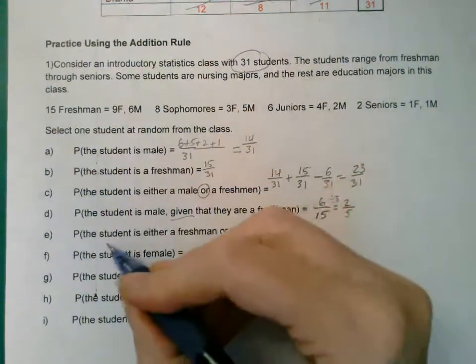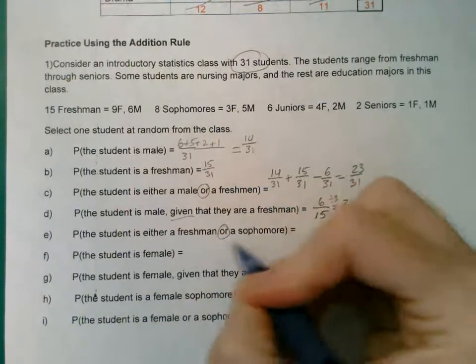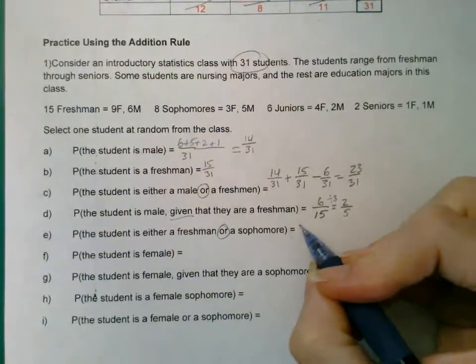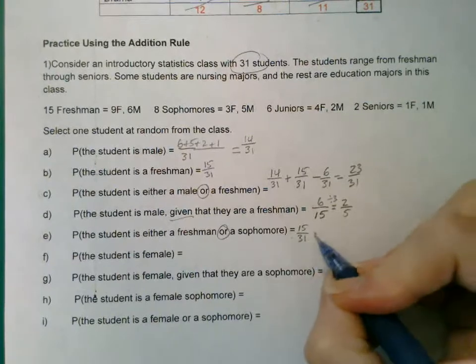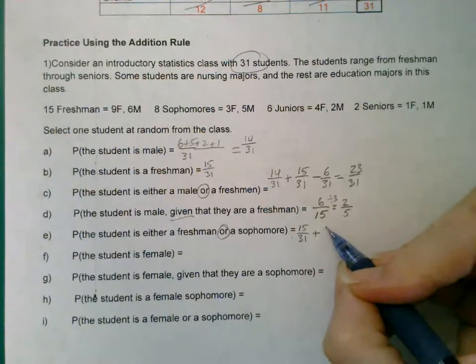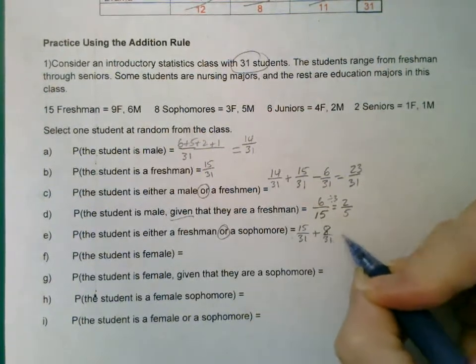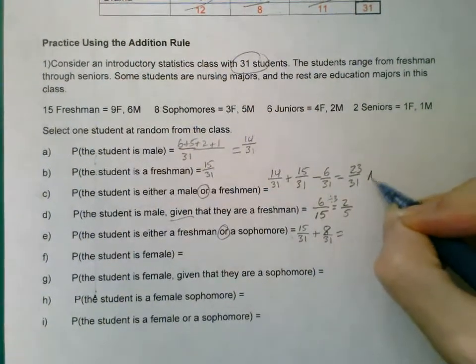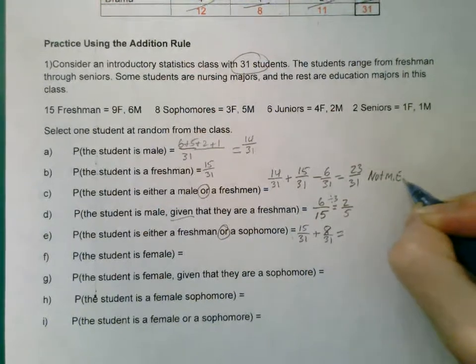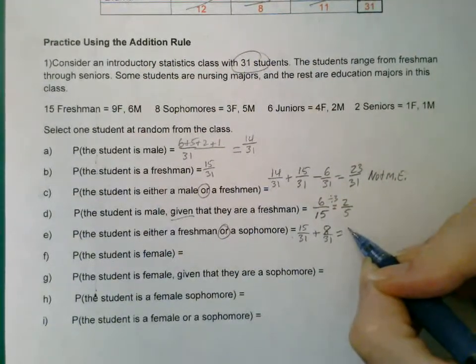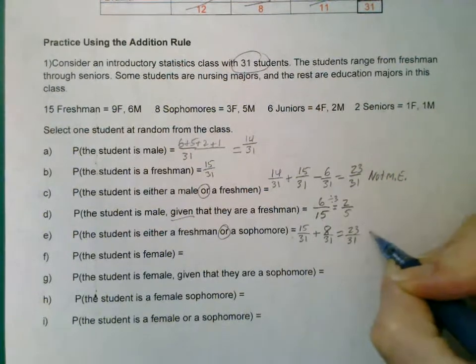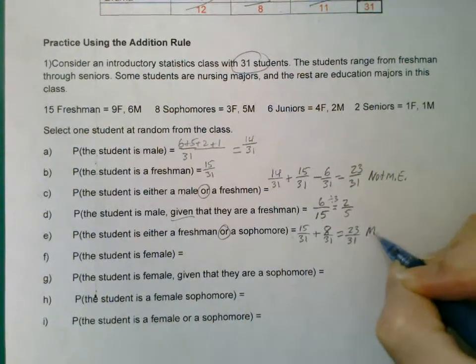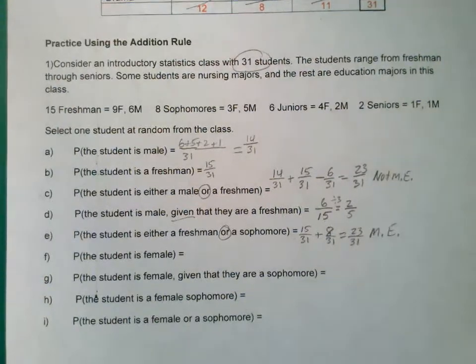Okay, this one says a student is either a freshman or a sophomore. A freshman, a sophomore, and we're adding because it's an or. All right, and can you be a freshman and a sophomore at the same time? No, so these are mutually exclusive, and this one is going to come out to 23 over 31. Coincidentally, so we're not subtracting anything out.